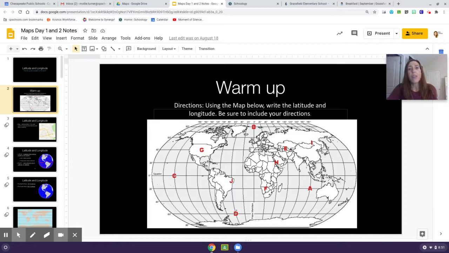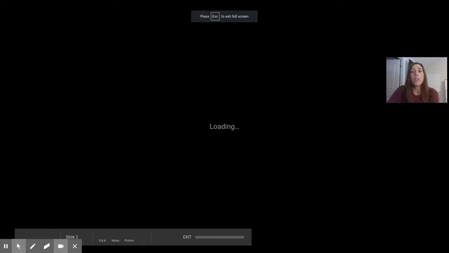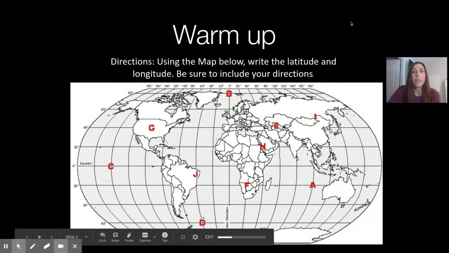Today we're going to be talking about maps. I'm going to break this into 2 days. So it's one PowerPoint presentation, but it'll be 2 days of maps. So day one, we're going to start with basically reviewing latitude and longitude, get into a couple details there.